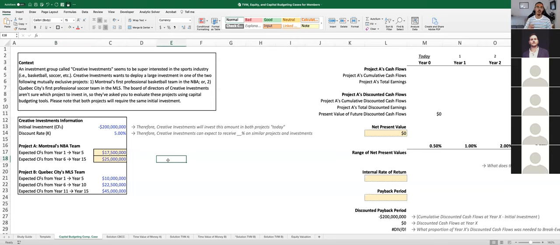Now, on the other hand, Project B, Quebec City's first MLS team, first professional soccer team, will give you the following cash flows in three different segments. The first one being your cash flows from year one all the way to year five of $10 million. Then it'll be your cash flows from year six all the way to year 10, which will be of $22.5 million. And the last set of expected cash flows will be from year 11 to year 15, in which you will earn $45 million per year. Once again, these are cash flows per year. So every year you're gonna get these specific cash flows, just to make this super clear, okay?